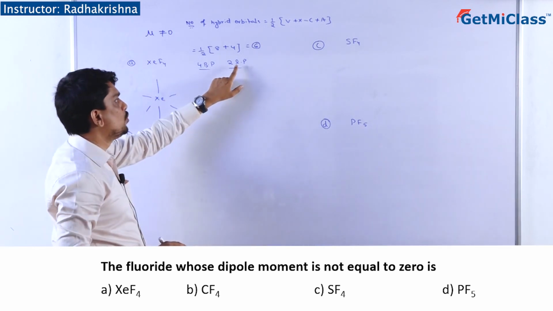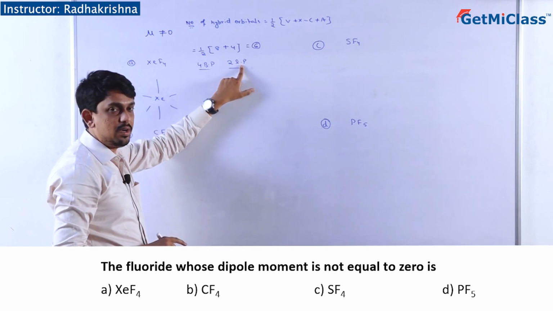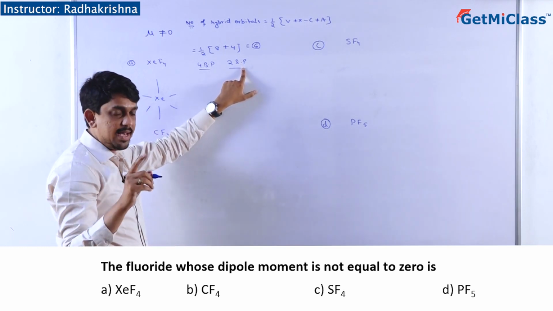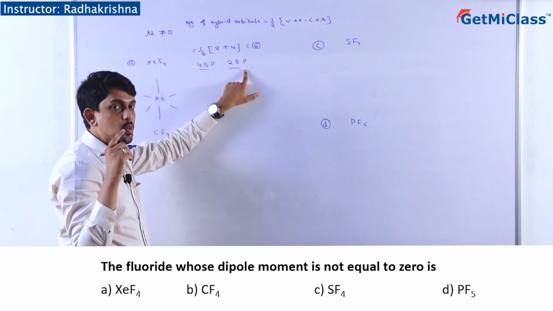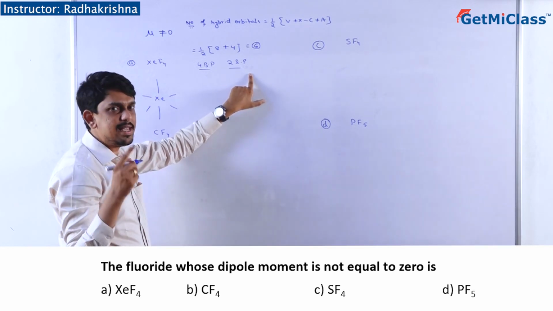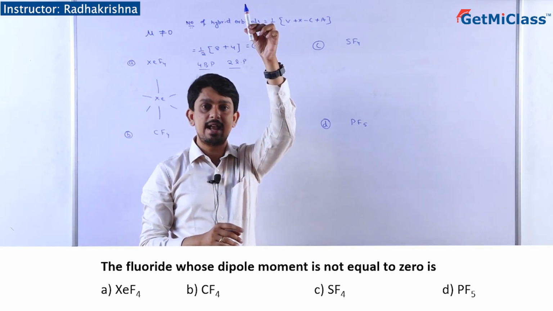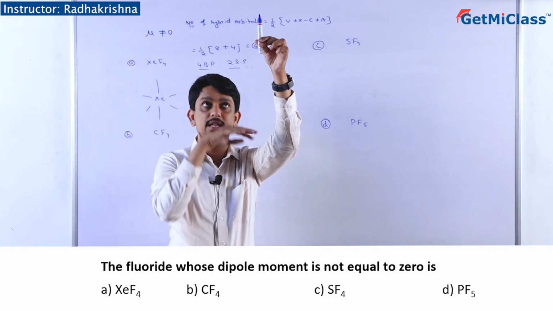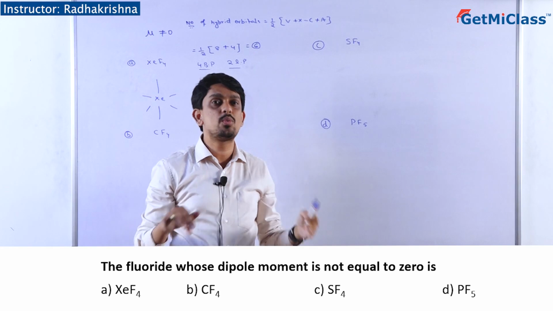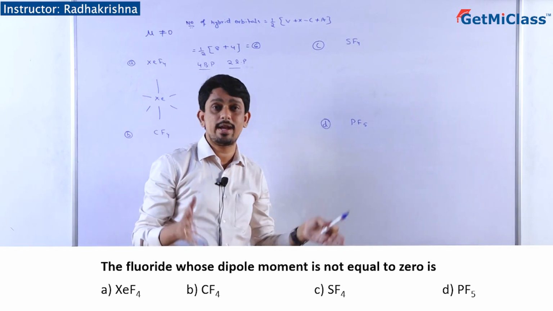Remember, I will call a lone pair a loafer. Always I will place loafers at a quiet place, whether the quiet place is axial or equatorial. It's equatorial. I know that axial bonds experience more repulsion, so it is a noisy place. In equatorial, there is less repulsion, so it is a quiet place.